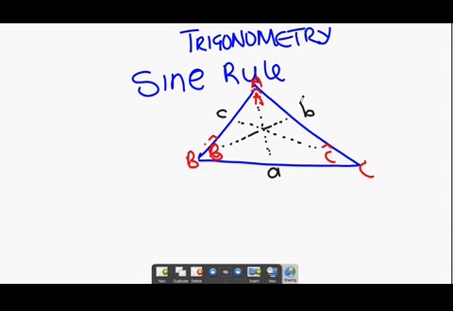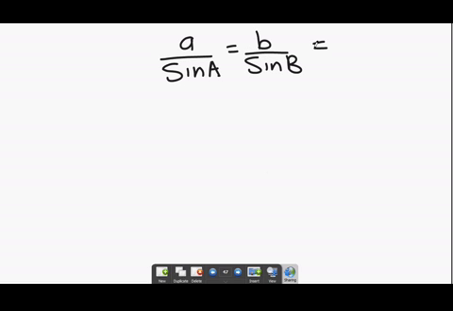And the sine rule says that a over sine capital A is equal to b over sine capital B is equal to c over sine capital C. You don't have to remember this formula, but you will need to at least be able to check for it and identify it as the sine formula. This is the easiest formula to use because you can only use it if three things are given.